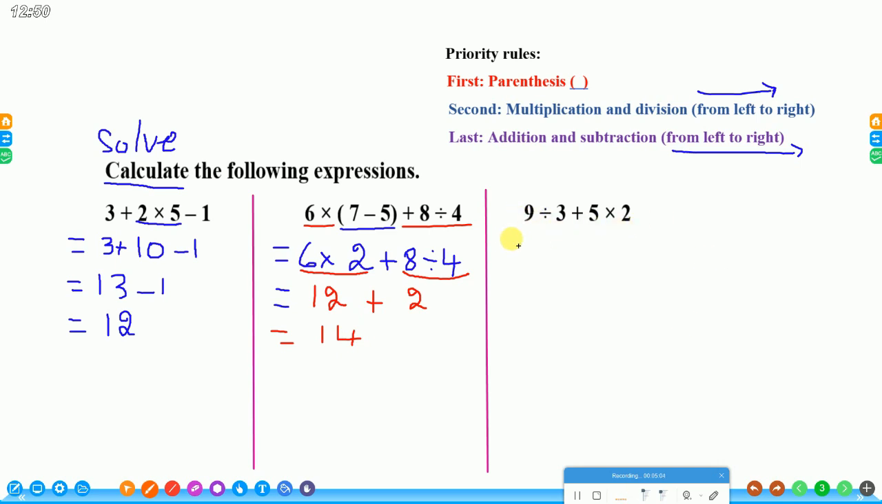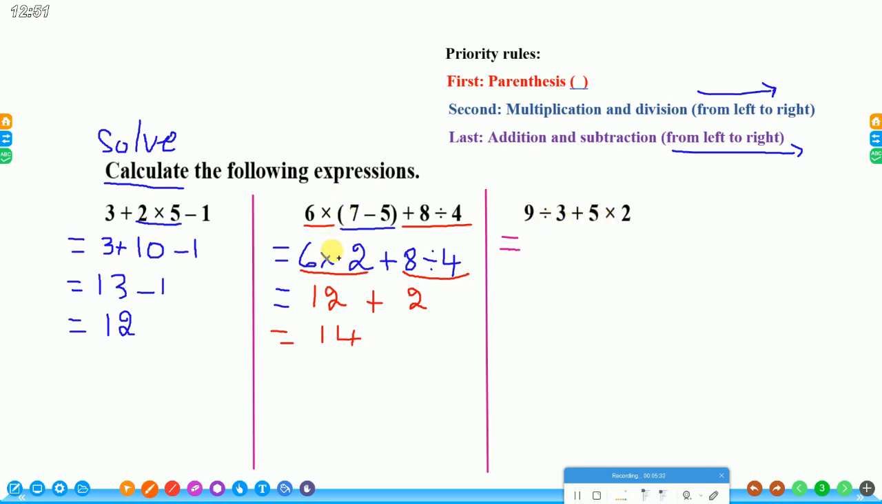So let's solve this expression by following the priority rules. So here we have division, addition, and multiplication. So the priority is for multiplication and division. We have no parentheses here. So we solve the multiplication and division operations from left to right, following their order of appearance. Here we have division first and then multiplication. They both have the same priority.